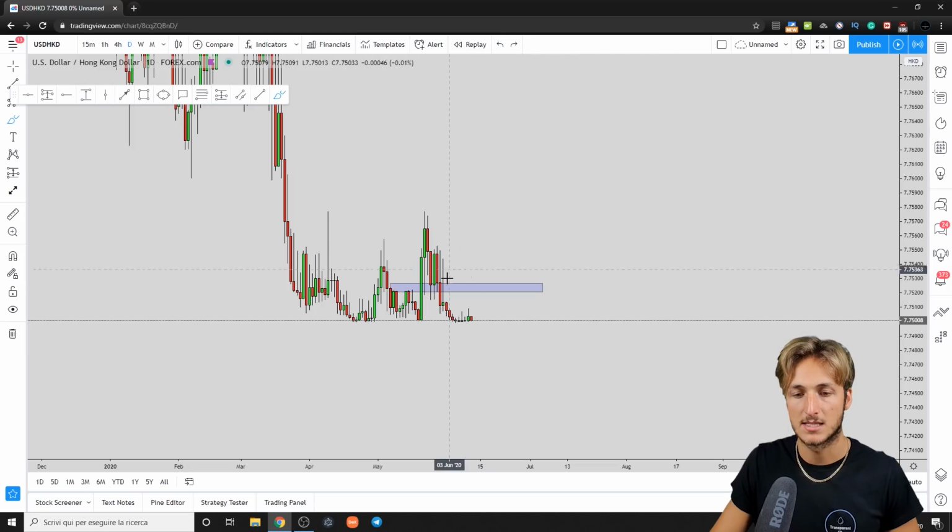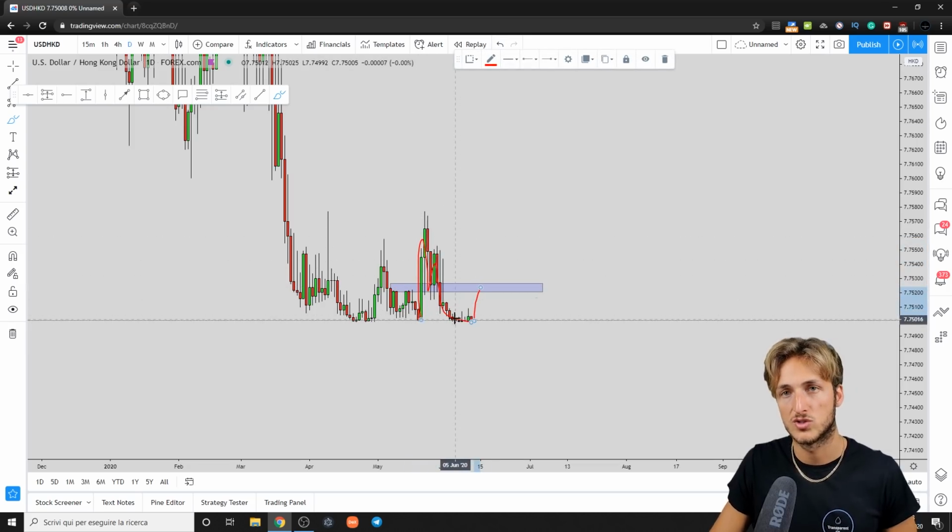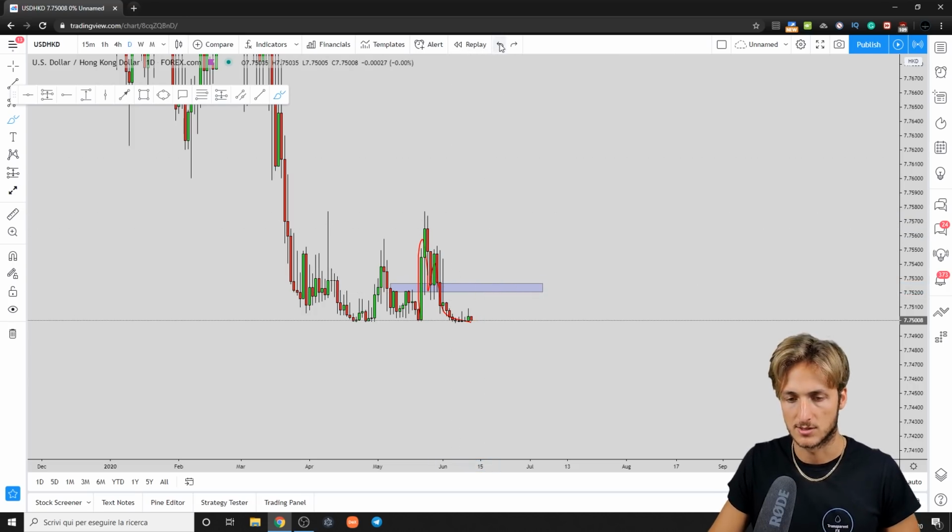Plus, the market has created this M formation. After an M formation, you want to see the move to the upside, but the move to the upside will lead inside of this resistance, okay? Very important to say this.